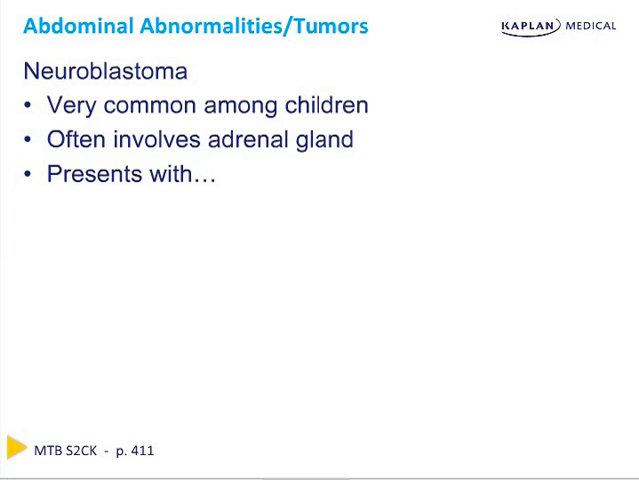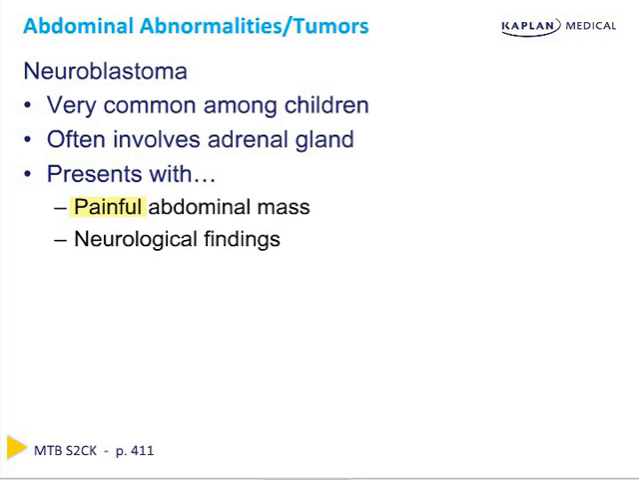Now, how it presents is critical because we want to distinguish it from Wilms tumor, which is another common tumor that occurs in the abdomen of children, and that is this is a painful abdominal mass. Something I want you to pay particular attention to because Wilms tumor is painless. It also presents with neurological findings. You might see this name pop up, opsomyoclonus.